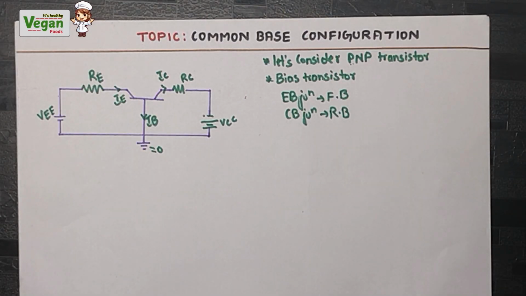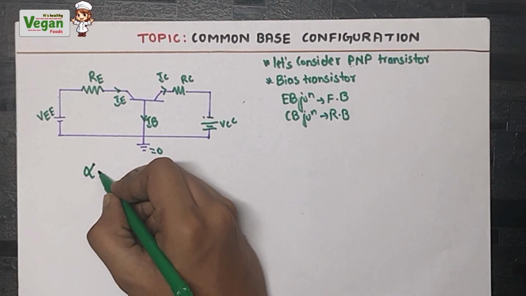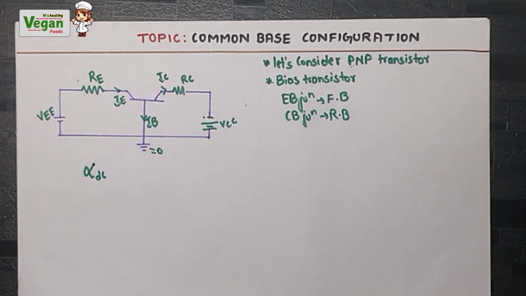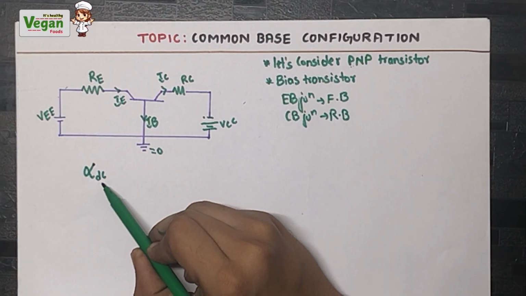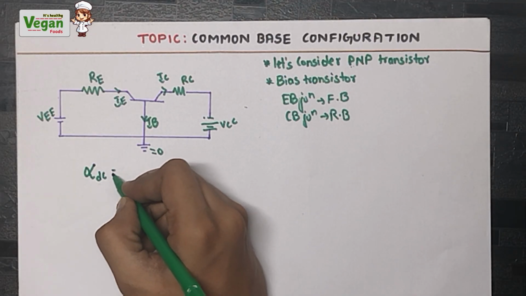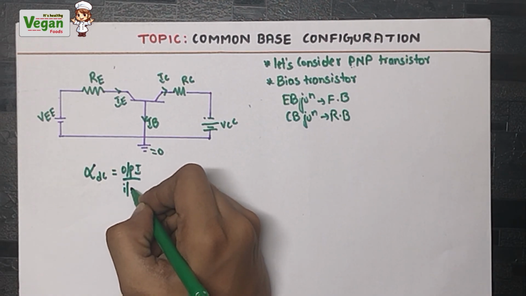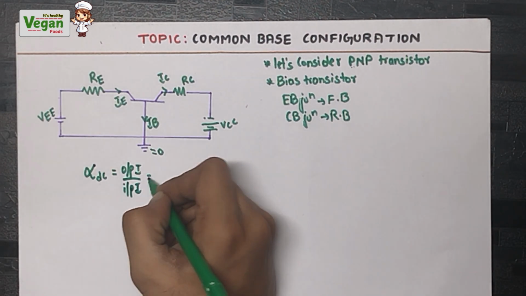Now we must find out the current amplification factor for every configuration. For common base configuration, what is the current amplification factor? It is the DC current amplification factor. So I represented DC right here. Alpha is the current amplification factor for common base configuration. So what is the value of it? Output current divided by input current.